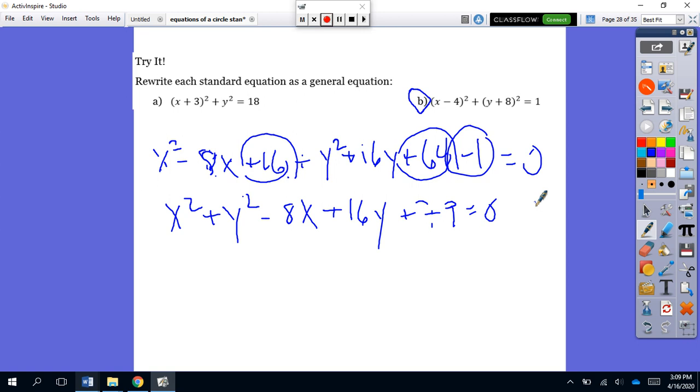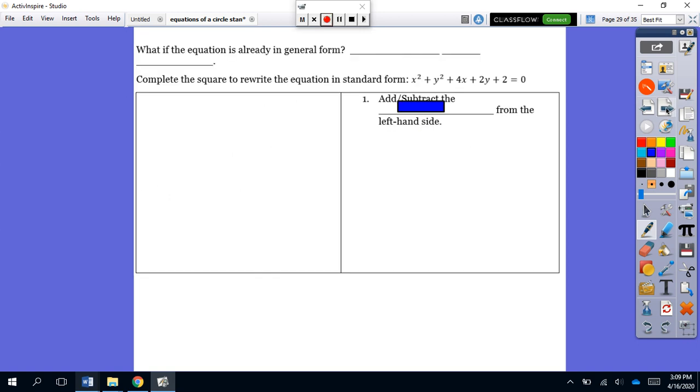Now it's easy to do that. It's just skills you've learned in previous classes, and really the other way is easy too. It's basically just putting old skills together in a new way. What if an equation is already in general form? We're going to use complete the square.